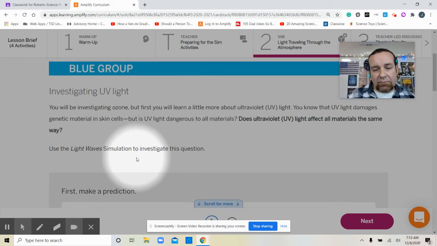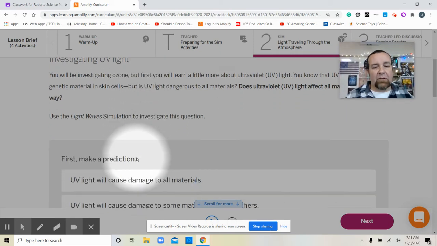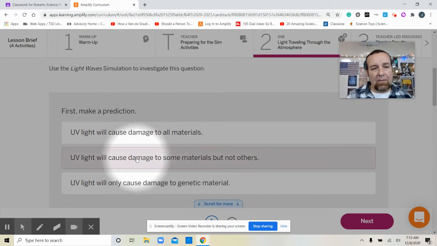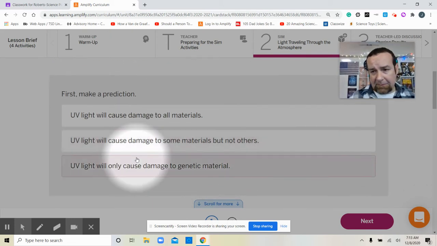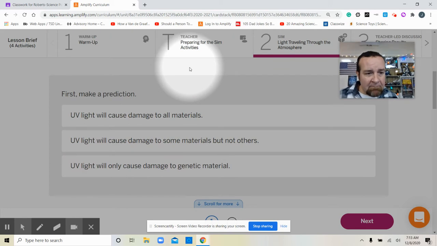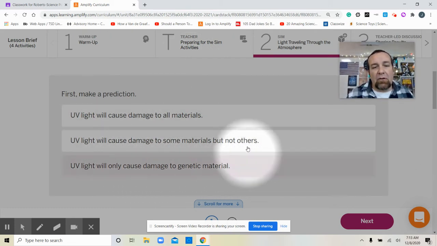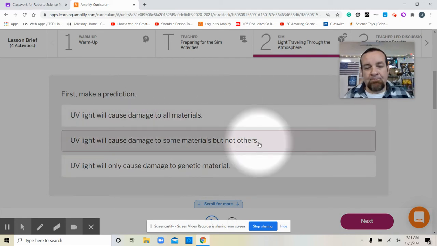All right. So, my blue group friends, you have a prediction to make before we go any further. You're going to predict whether ultraviolet light will cause damage to all materials, to some materials but not others, or only to genetic materials. So go ahead and make that prediction. You're just taking a guess. What do you think? And then we're going to go and test that.